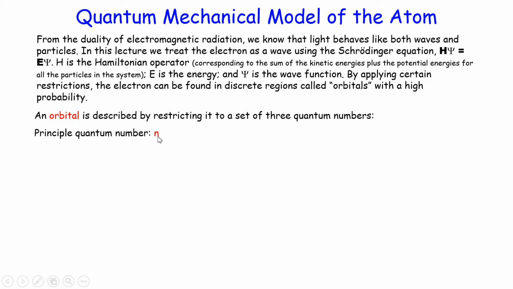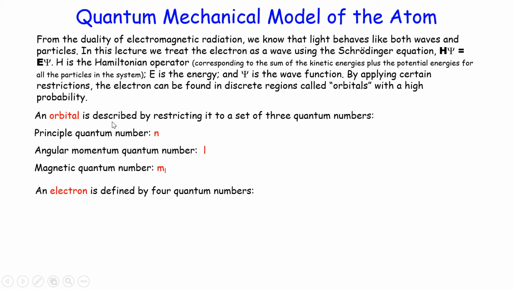Principal quantum number, which describes the energy level and energy shell. Angular momentum quantum number, L, that describes the energy subshells and also the shape of orbitals. Magnetic quantum number ML, it describes the orientation of orbitals in the 3D space.